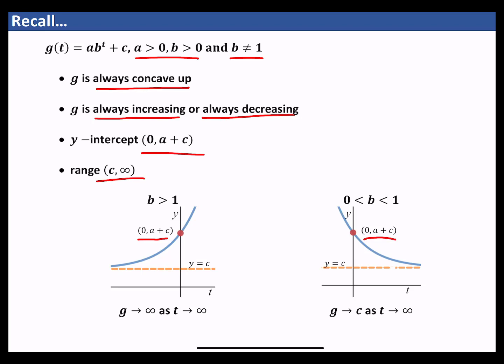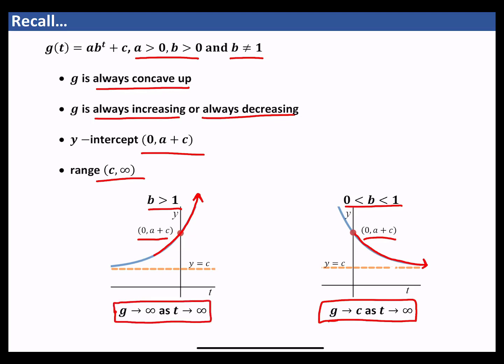Lastly, we have established that when the growth factor b is between 0 and 1, then the function tends to c as t increases without bound, using this arrow notation as shorthand. And when the growth factor b is greater than 1, the function increases without bound as t increases without bound.